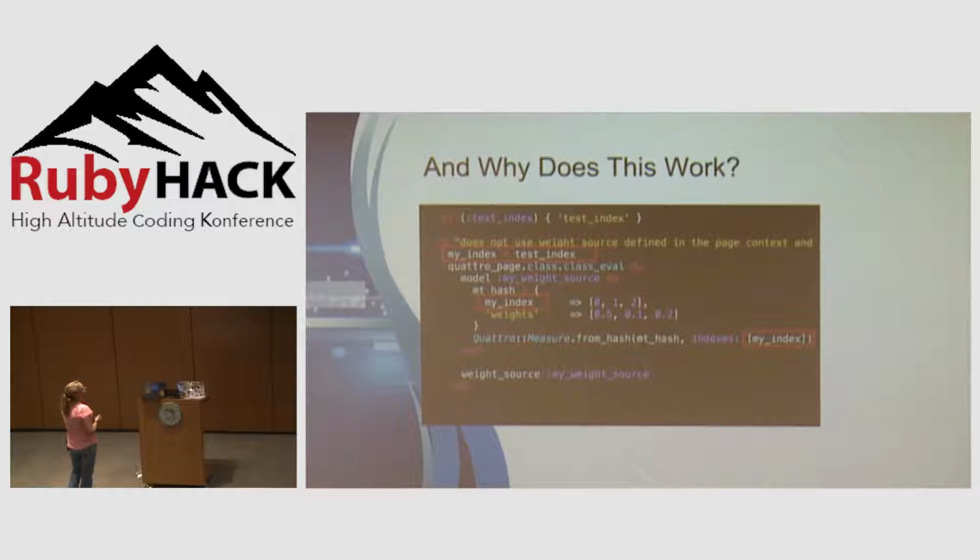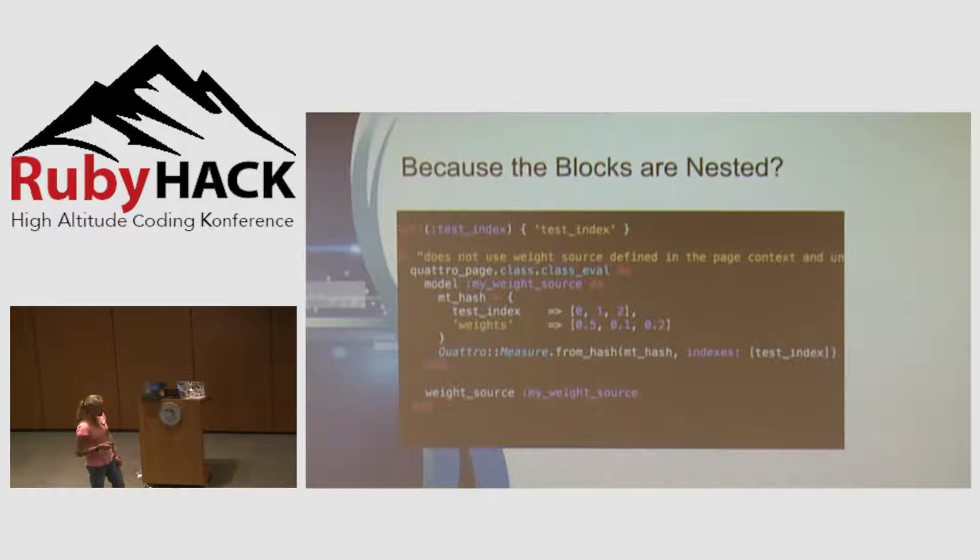Now, in order to try and figure out what was going on here, I came up with the following differential diagnosis. The first theory was maybe the problem is that you can't actually use a variable defined outside the scope of nested blocks over here inside the innermost nested block. So I thought maybe the problem was because there were basically just too many blocks, and I was defining test index way outside all of them. You just can't do that.